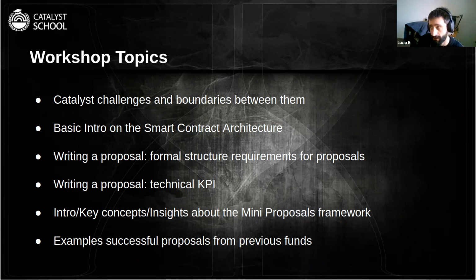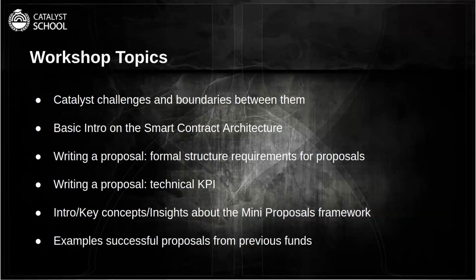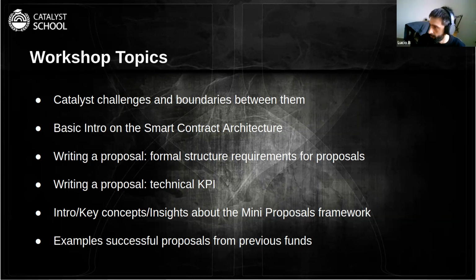The topics that we would like to follow: the first one is about the challenges in general in this Fund 7, and to identify basically the boundaries between them, and how to choose the best challenge for your proposal. Then we will have a basic intro on the smart contract architecture, just a brief introduction. And then 2 operational steps about writing a proposal. The first one is about the formal structure that is expected for a proposal.